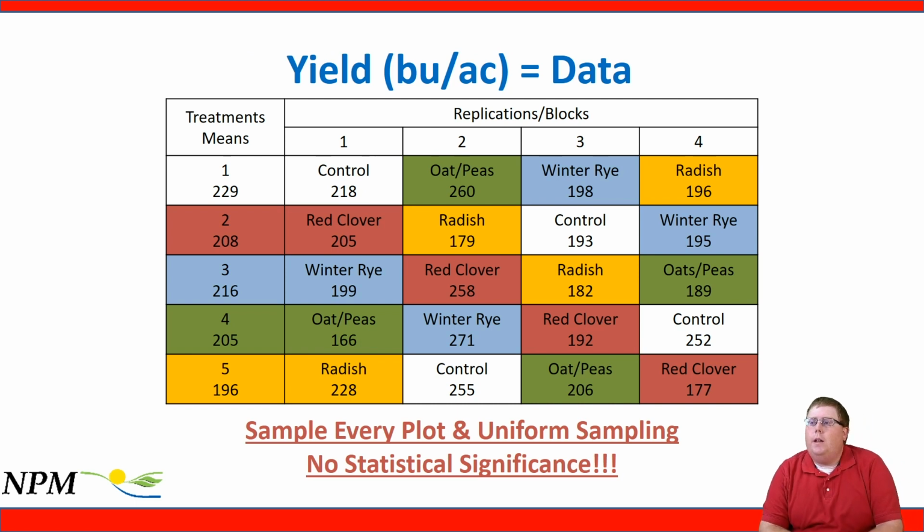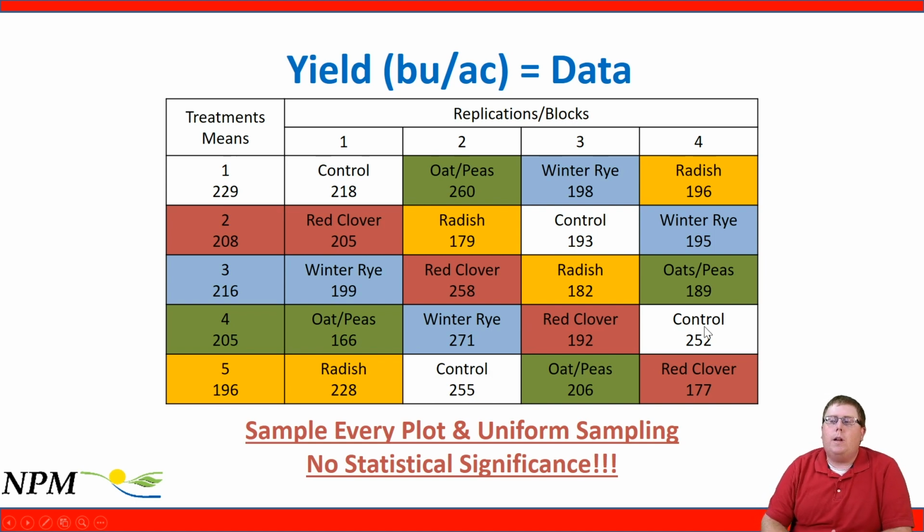So we look at our yield data, and this is interesting. This is an actual trial result, and we're sampling every plot, and we're using uniform sampling, and we don't have any statistical significance across this trial. We look at our control here. In treatment number 1, our control averaged 229 bushels per acre. However, in rep number 1, we had 218 bushels per acre. Rep 2, we had 255. Rep 3, 193. And rep 4, 252.